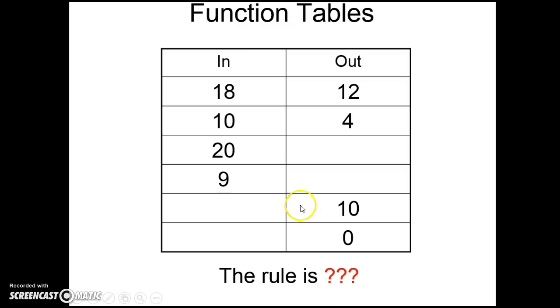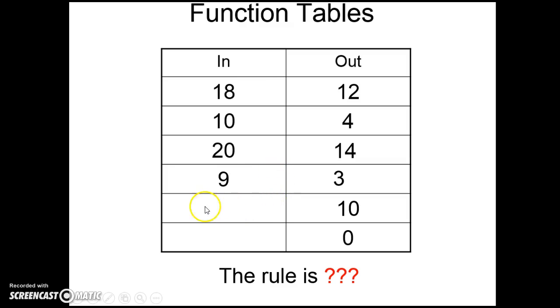How about this? We're missing the rule again. Now, instead of increasing, we are decreasing. So from 18 to 12, what did they do? They either divided or subtracted. And in this case, they had to subtract because there's no division that's going to get you from 18 to 12 and 10 to 4. It just doesn't work. But subtraction sure does. 18 minus 6 would get me 12. 10 minus 6 would get me 4. 20 minus 6 would get me 14. 9 minus 6 will get me 3.